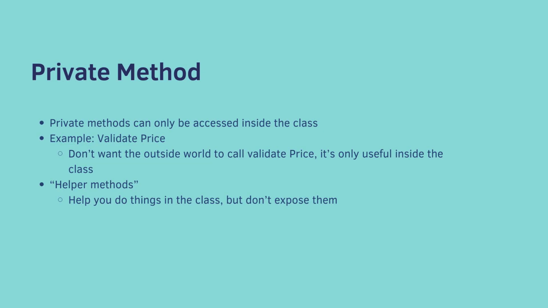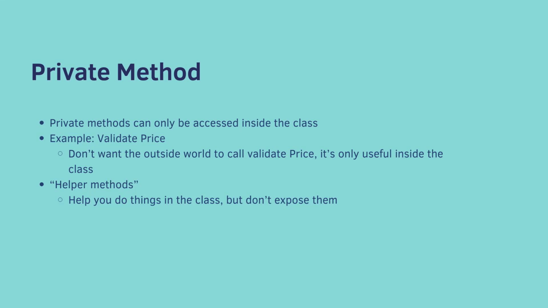Okay, let's talk about private methods. So private methods can only be accessed inside the class because that's what private means. So here's an example. Let's say instead of structuring the code we just did, let's say we wanted to do it in a slightly different way. We could have a validate price. What this means is we don't want the outside world to be able to call validate price. That's only for us inside the class. I call this a helper method. It helps you do things in the class, but you don't expose them to the outside world.